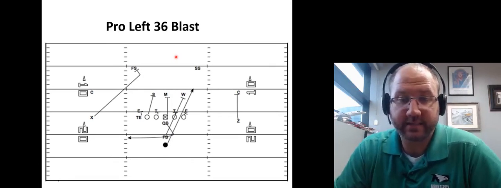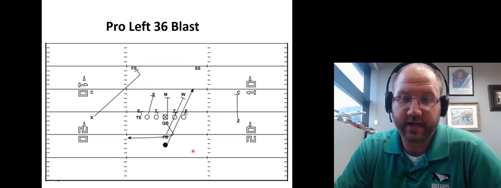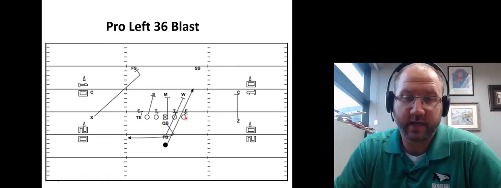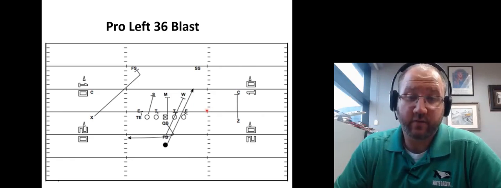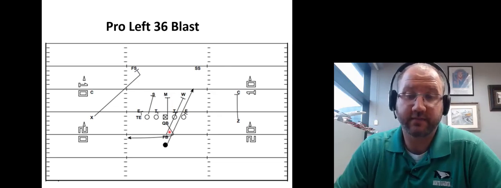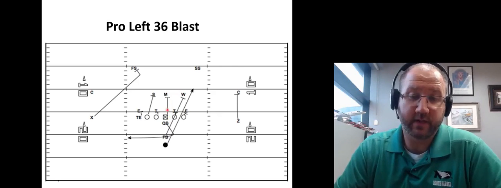Weak side blast, pro left, 36 blast. This is a weak side run. The tackle, again, you're pushing the defensive end away from the hole here and kind of hooking him a little bit this way. That's a key block. And the guard, you've got to make sure that you're hooking that defensive tackle away from the hole. The fullback, you're blowing up that outside linebacker. It's very important on this weak side run. The center gets downhill after snapping the ball.